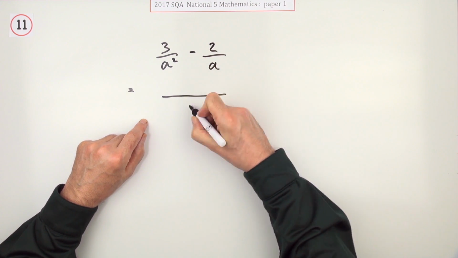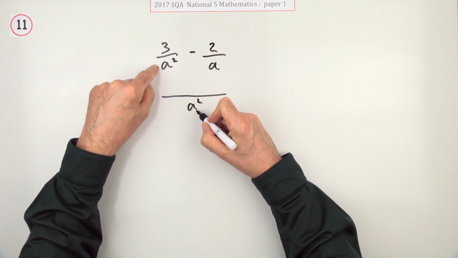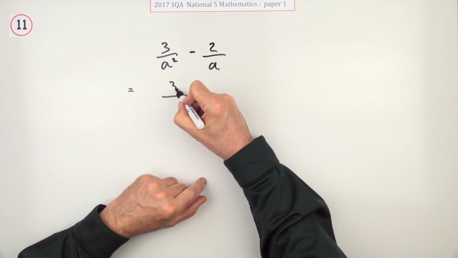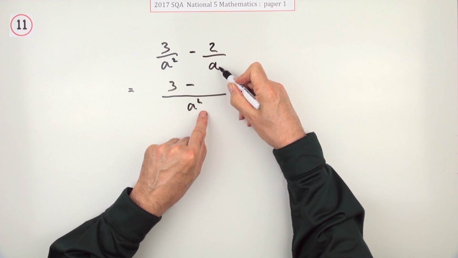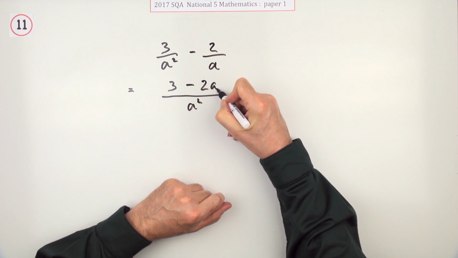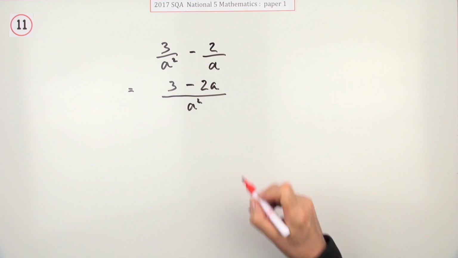I'm just going to put that down the once. They both go into a squared. So this one doesn't need any adaptation, so it'll stay as 3. This one will need to get multiplied by an a to make a squared, so I'll have to multiply the top also by a to get a 2a, and having done that, that's it finished.